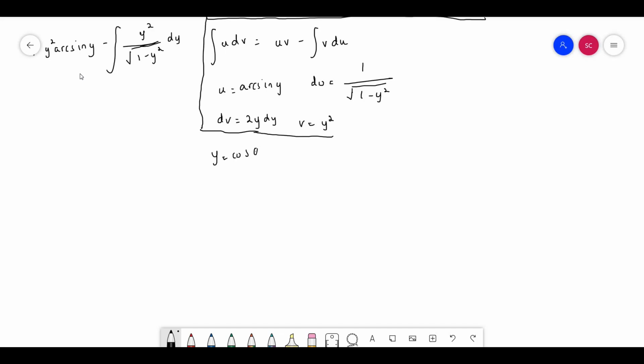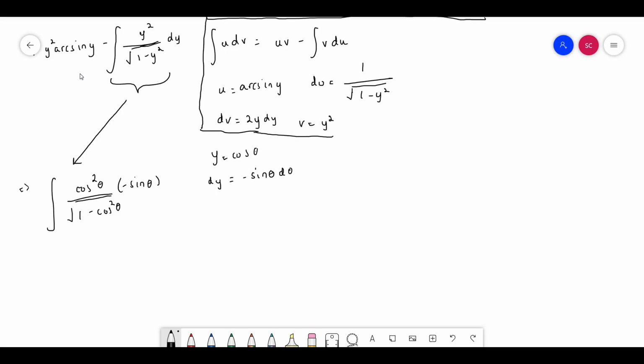So that will mean that when we differentiate this, dy is just negative sine theta d theta. Okay. And let's just ignore this part here because we already figured it out. So this is what we still have to work with, right? So let's plug these trig subs into the integral. What we end up with is cos squared theta over the square root of 1 minus cos squared theta. And then, of course, plug in dy. And this becomes negative sine theta d theta.